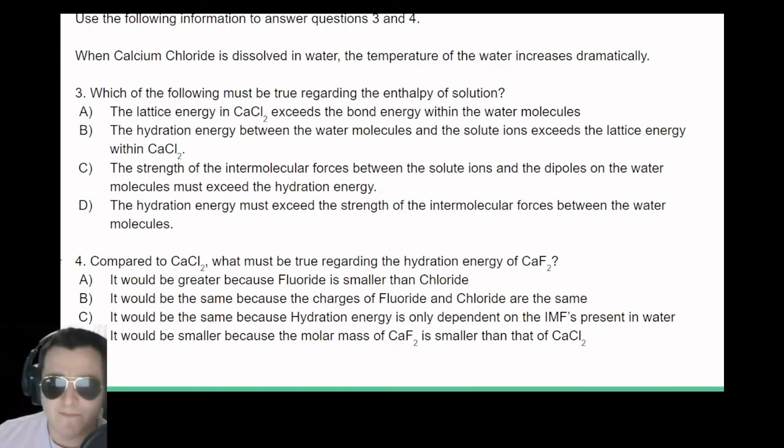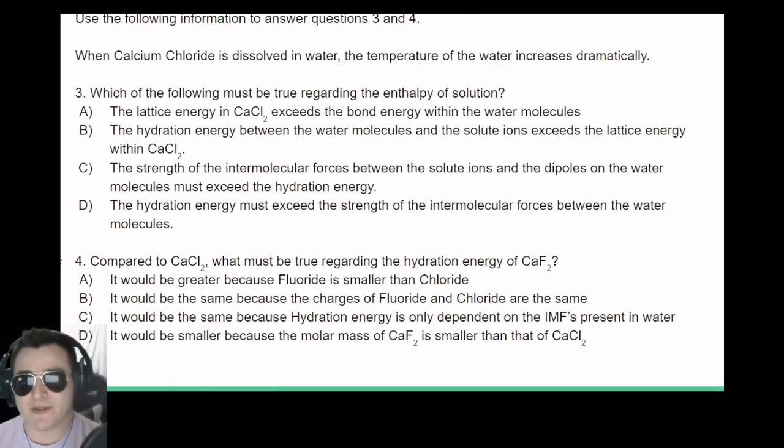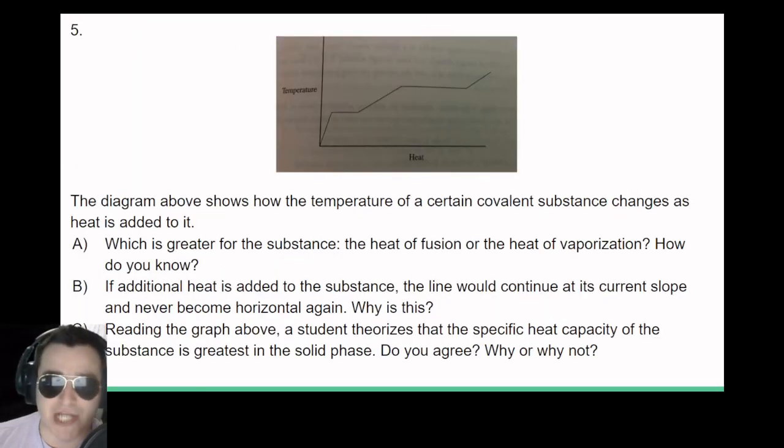It would be smaller because the molar mass of CaF2 is smaller than that of CaCl2. I like this as an answer choice. I think this is a good baiting answer choice. Especially coming off of last topic in last video, which was London dispersion forces, where yes, the larger molecules have more London dispersion forces. Why? Because they got more electrons. And so it's very common to associate that with mass directly, when mass doesn't tell the full story. And so it's not mass that is going to make your charges stronger here. And so the answer is A. The answer is A. Let's get into our free responses, shall we?